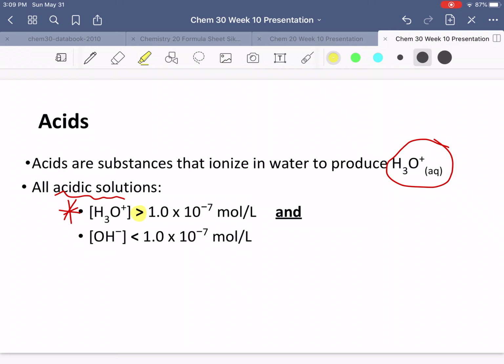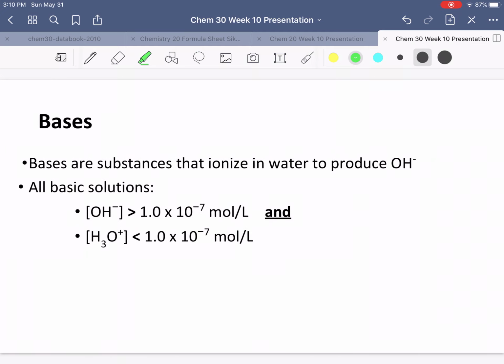Vice versa then, if hydronium concentration is higher, then of course hydroxide concentration is going to be lower, right? Because the hydronium concentration is more, it is an acidic solution. It counteracts and overcomes the hydroxide concentration. The opposite, of course, is going to be true when it comes to a base.